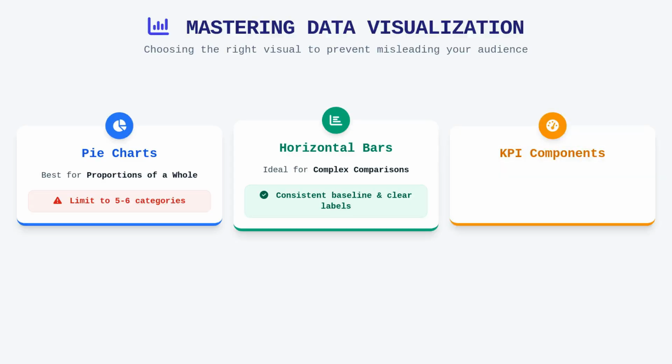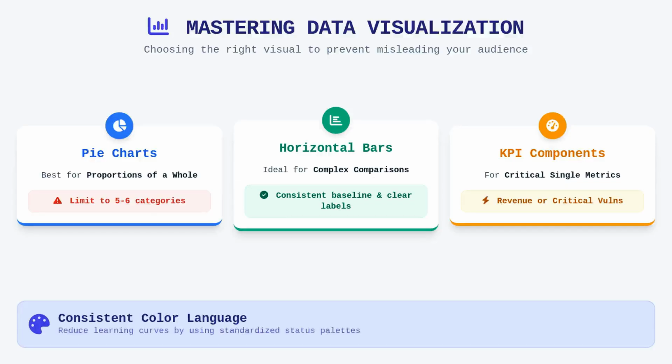KPI components, on the other hand, are best utilized for highlighting a single, critically important metric that requires immediate attention from the user, like current monthly revenue or open critical vulnerability counts. You should use color palettes consistently across your entire application to denote statuses, keeping in mind that certain colors like red, yellow, and green carry strong cultural connotations of urgency or safety. By maintaining this consistent design language, you reduce the learning curve for business users who may switch between different dashboards frequently throughout their workday.